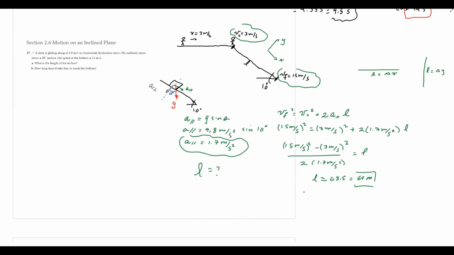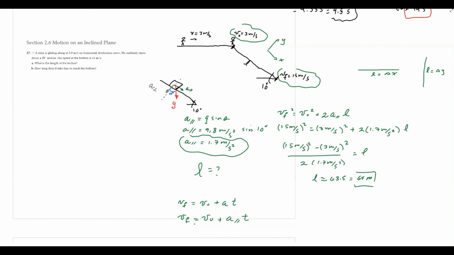Now, the second part here is how long does it take him to reach the bottom? So now we want to know how long it takes for this guy to reach the bottom of the inclined plane. So now it would be easier, because we know the final velocity, the initial velocity, and also the acceleration, that is the parallel component of the acceleration, and we want to find the time. So I can say here that VF is equal to V initial plus acceleration times time. In this case, VF is equal to V initial plus my parallel component of acceleration times the time, right?